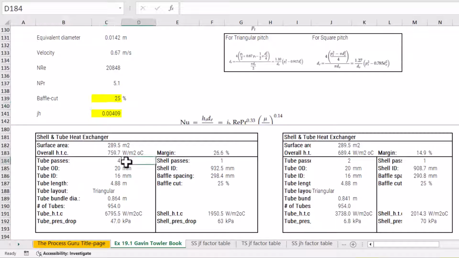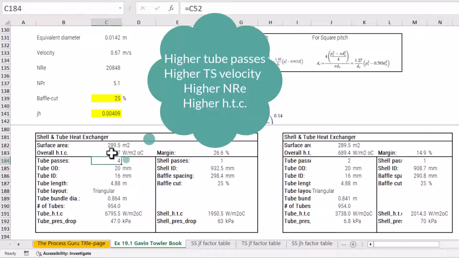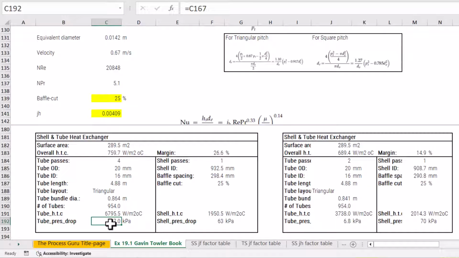Yeah, now we can see some improvement in the overall heat transfer coefficient. If you increase your tube passes from 2 to 4 and all other things are the same, you are seeing an increased overall heat transfer coefficient. You are also seeing increased pressure drop, but we had a good amount of room for accepting the pressure drop, so we are still good with these 4 tube passes.